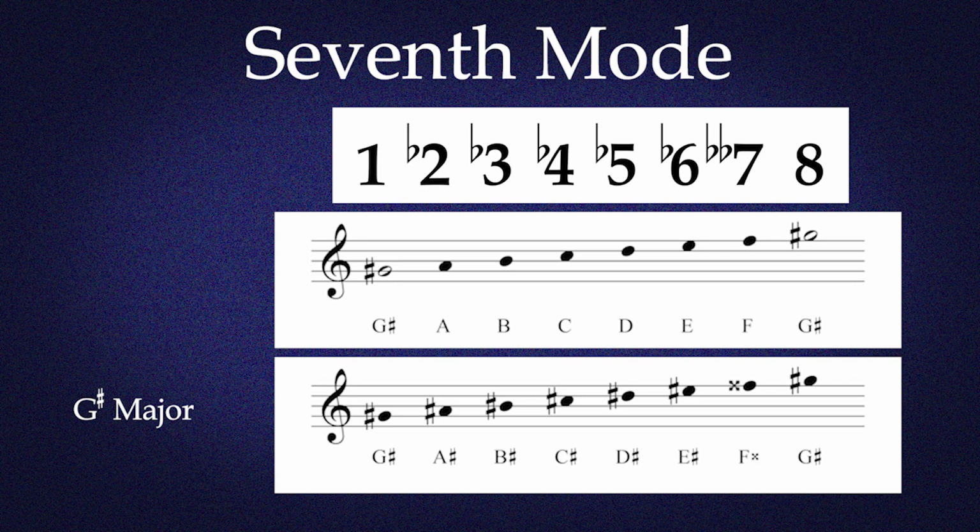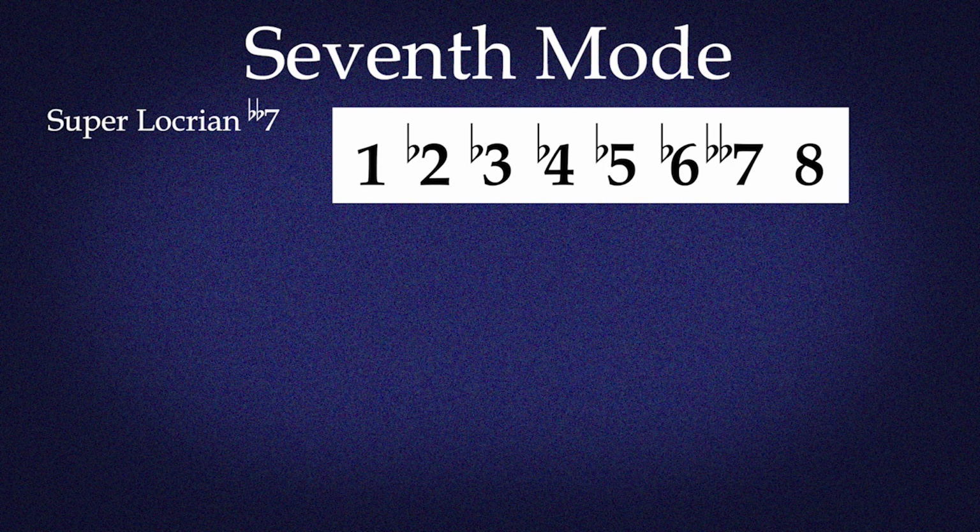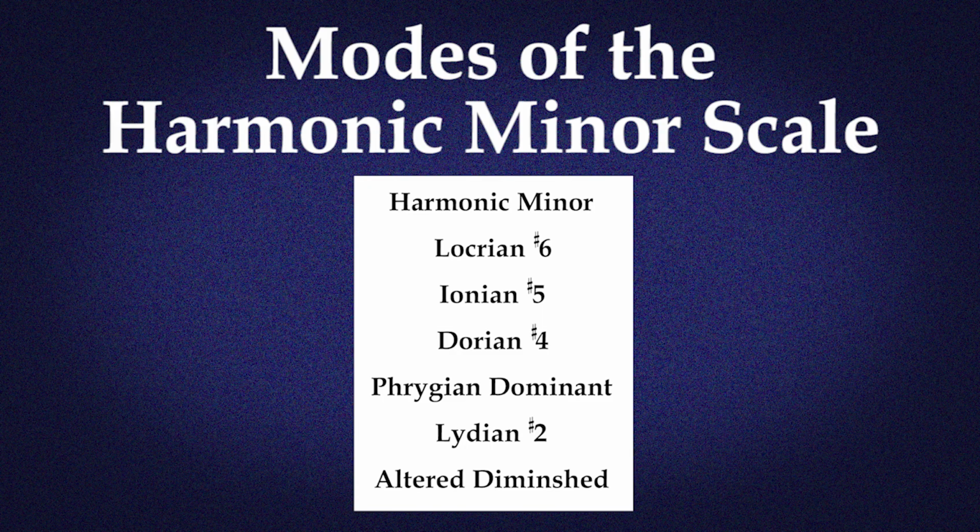So every note has been lowered except the tonic, and the seventh has been lowered twice, creating a diminished seventh. This is called super Locrian double flat 7, or the altered diminished scale. Here they are all together. Harmonic minor, Locrian sharp 6, Ionian sharp 5, Dorian sharp 4, Phrygian dominant, Lydian sharp 2, and altered diminished.